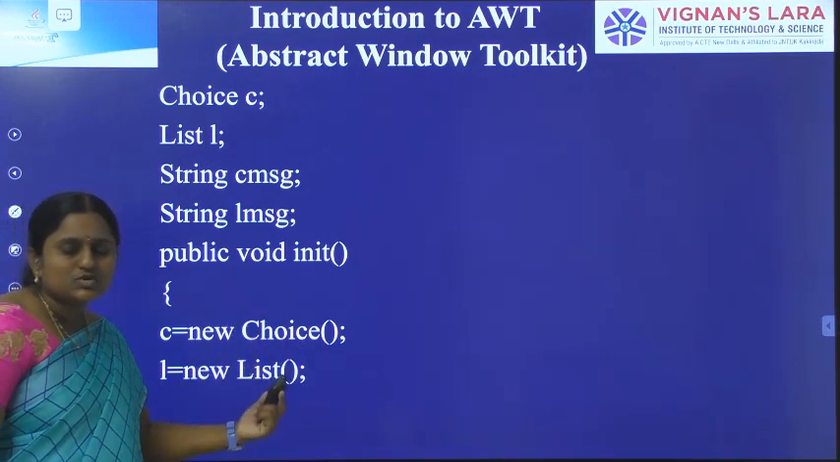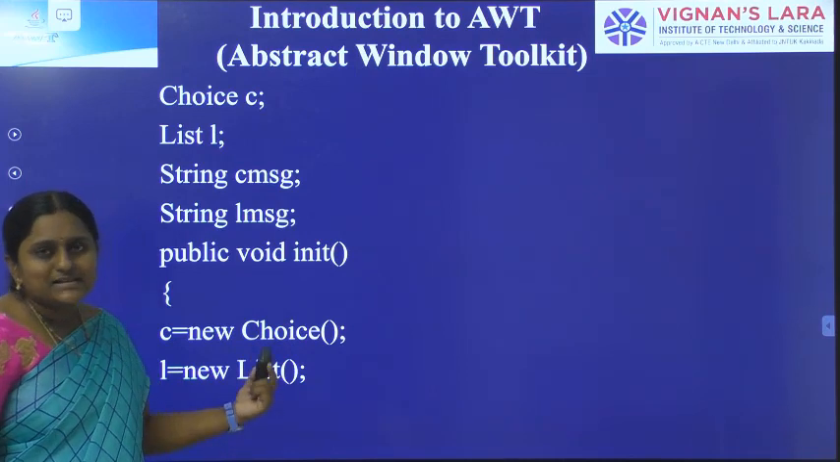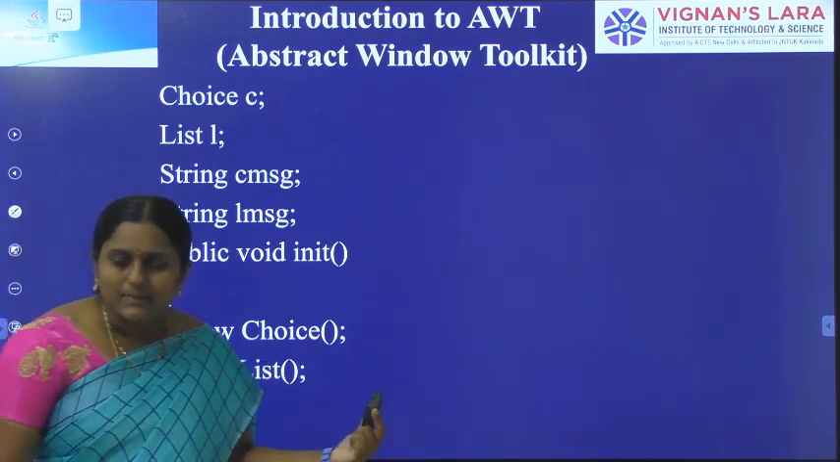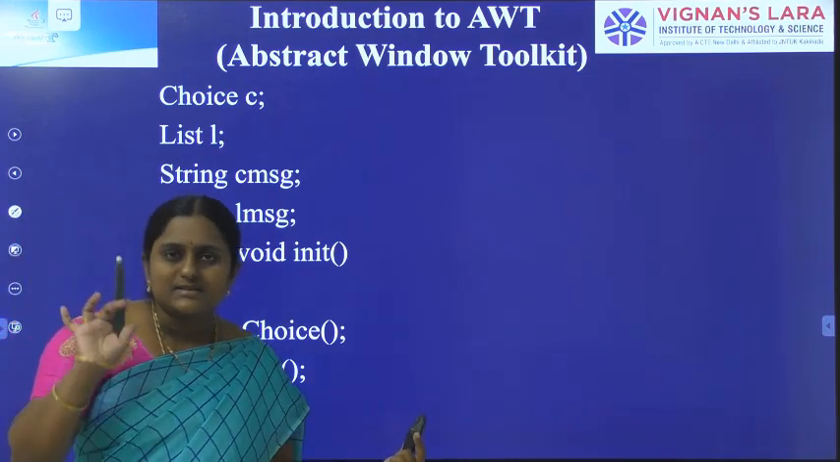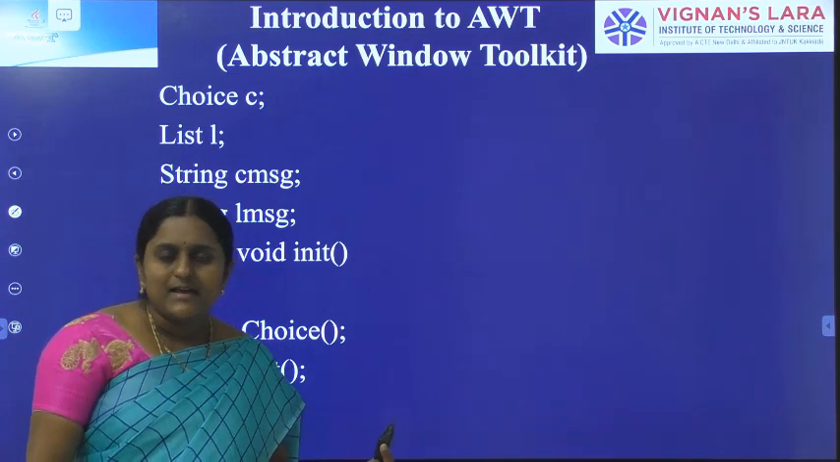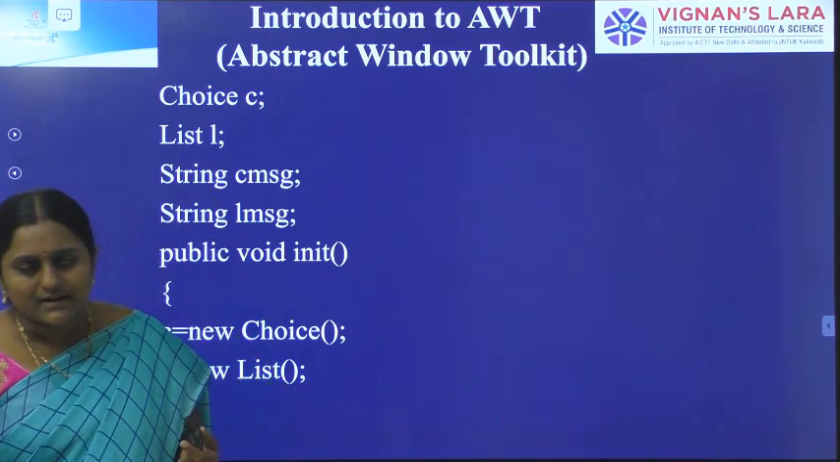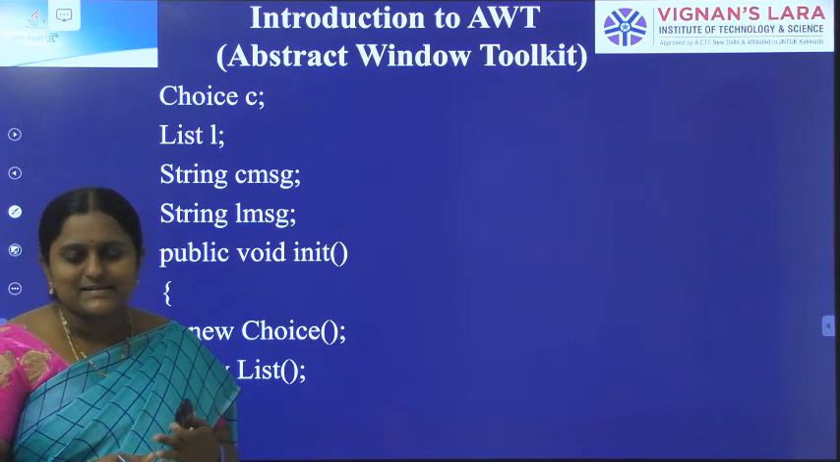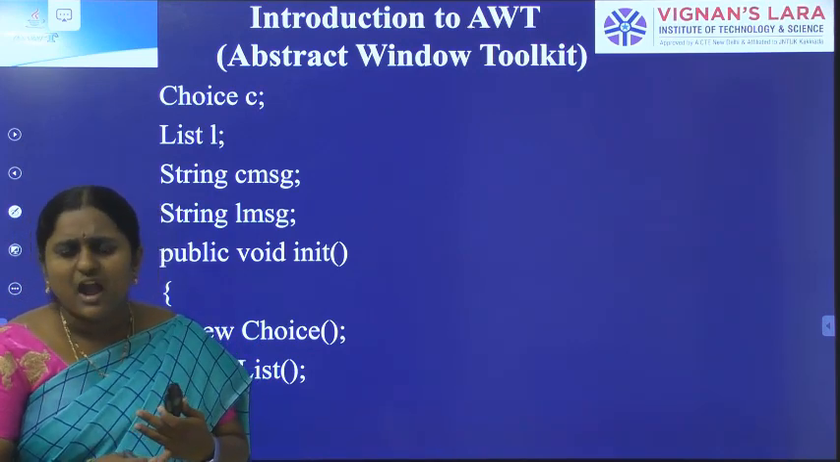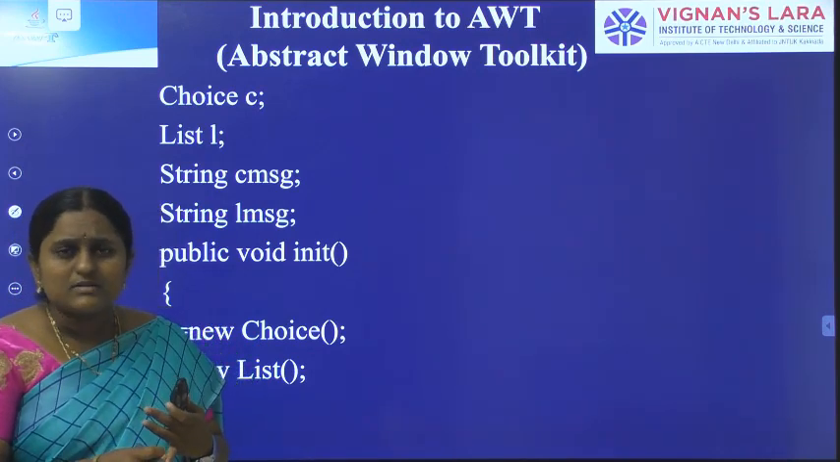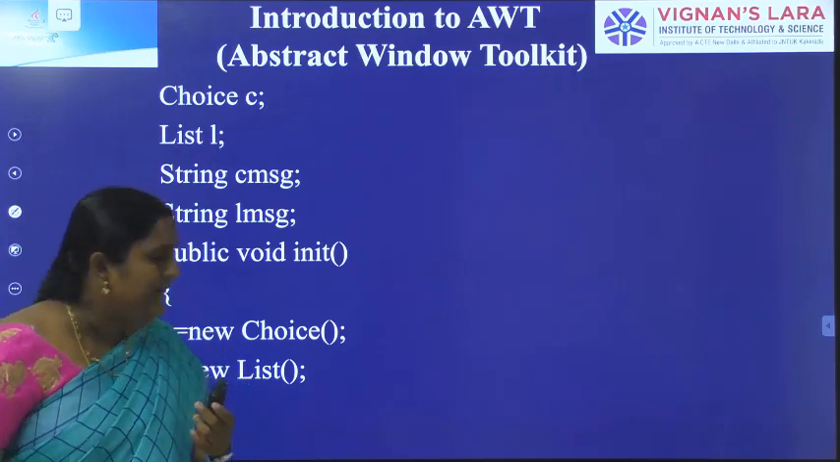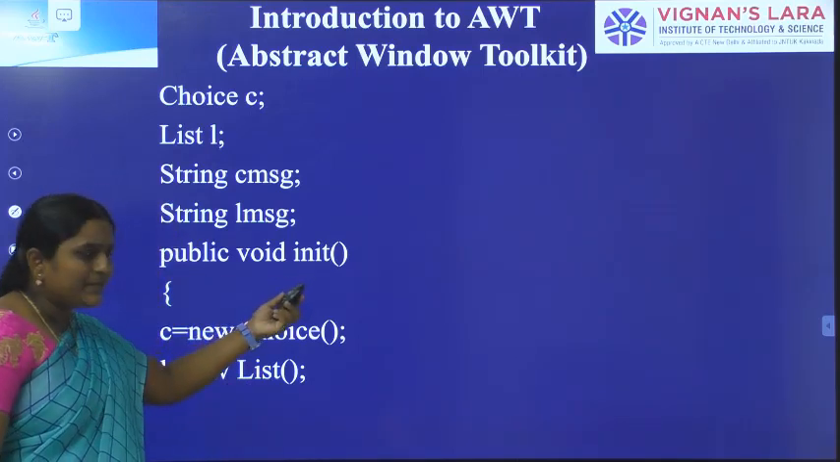Applet starts its execution from the init method. In applets we need not write the main method; applets don't require a main method. Applet starts its execution from the init method. Everything we have to set within the init method: background color, foreground color, images, fonts. Everything we have to do within the init method, because applets do not require a main method. So we invoke the init method.